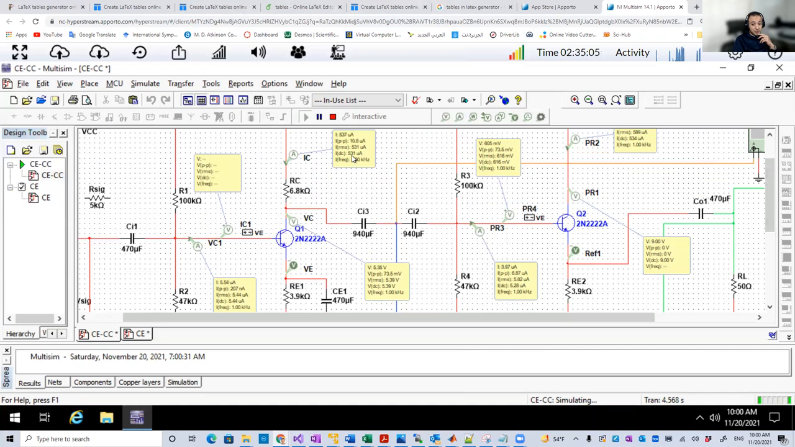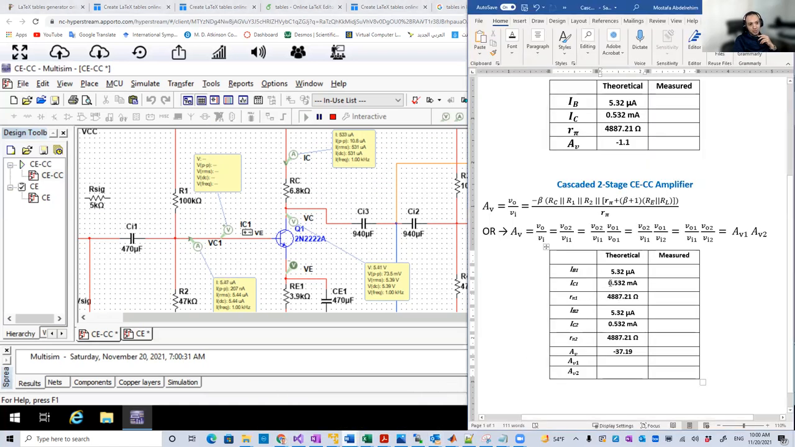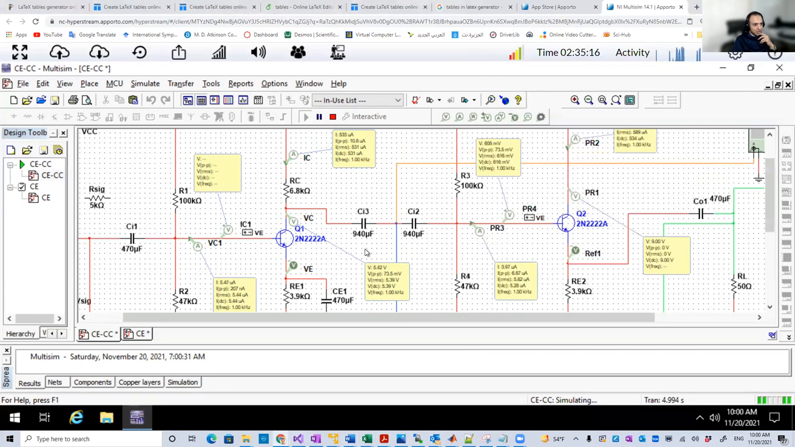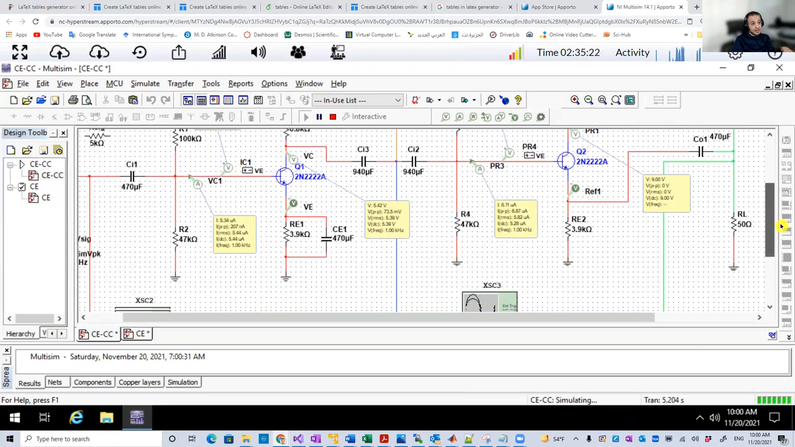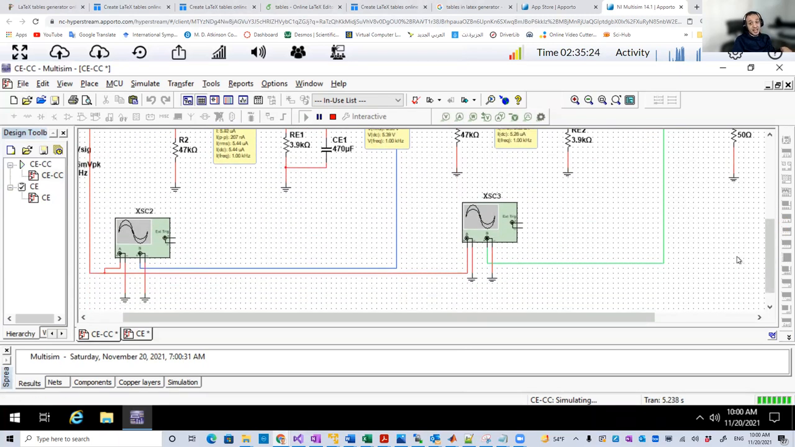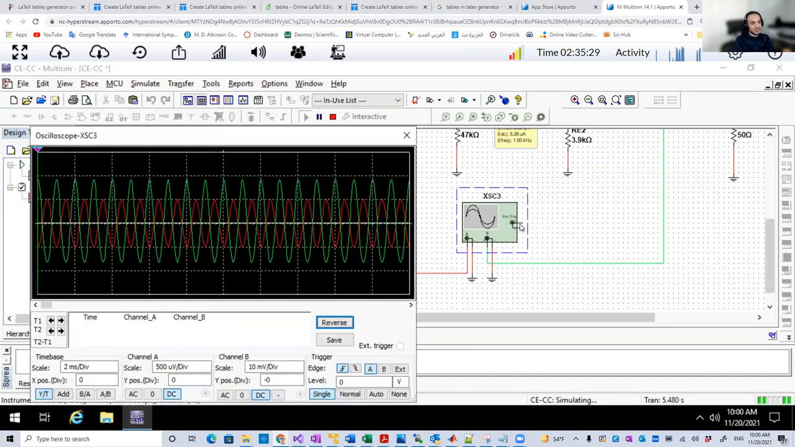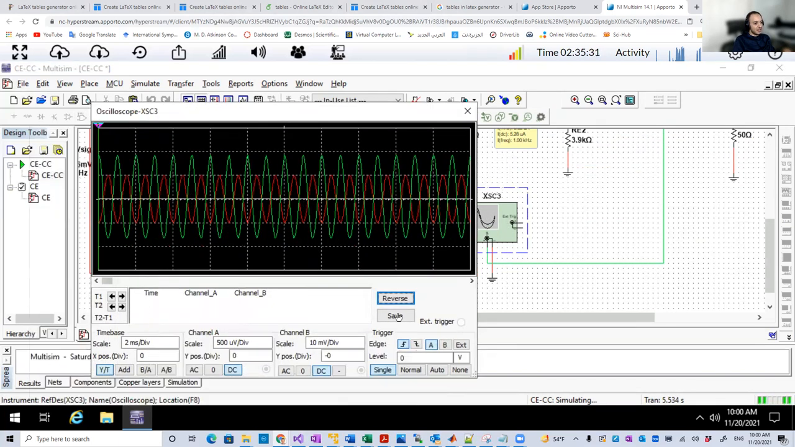IC here is 5.31 and 5.34, very close to each other and very close as well to the values we have here, 5.32. Okay, now let's see the gains. Let's start with AV, the overall gain. Here is the overall gain.